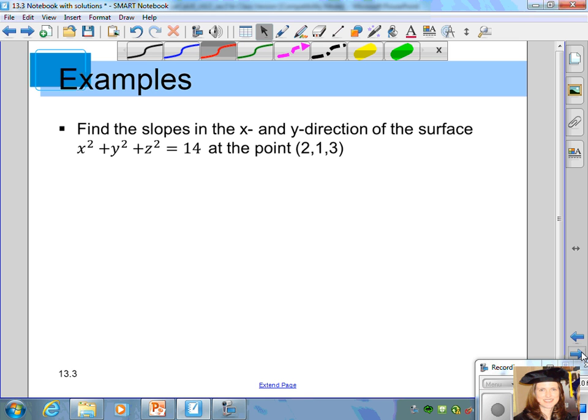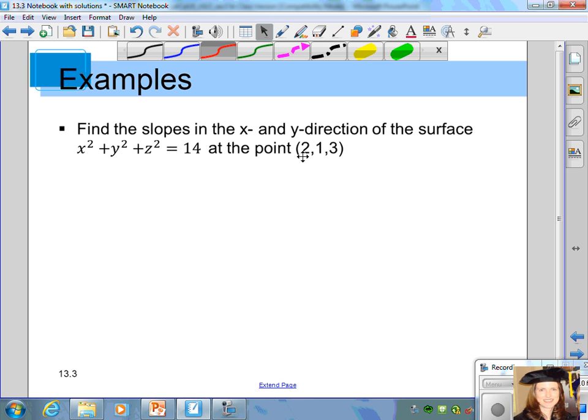Here's another example. Find the slopes in the x and y direction of the surface x squared plus y squared plus z squared equals 14 at the point 2, 1, 3. Hopefully you recognize that this surface is a sphere. x squared plus y squared plus z squared equals r squared, so the radius would be the square root of 14. And there's a point on the sphere, 2, 1, 3.